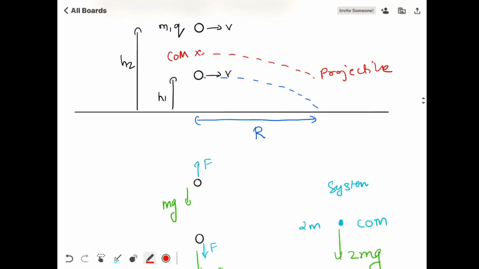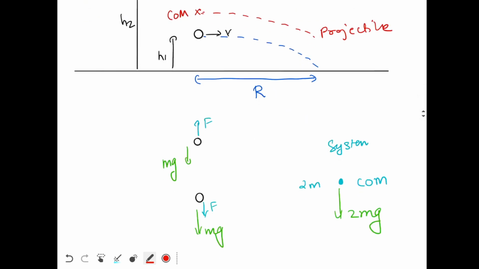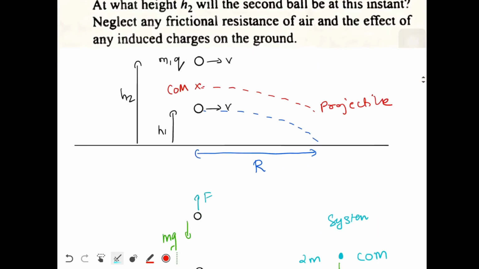One more thing, if you observe, both of the particles have all the forces only in vertical direction, so their horizontal velocities will not change at any moment of time. So when the lower particle is reaching this point, the second particle will be somewhere above over here. So let's draw the particles again. This will be the lower particle, the upper particle will be over here, and the center of mass will be somewhere in between.